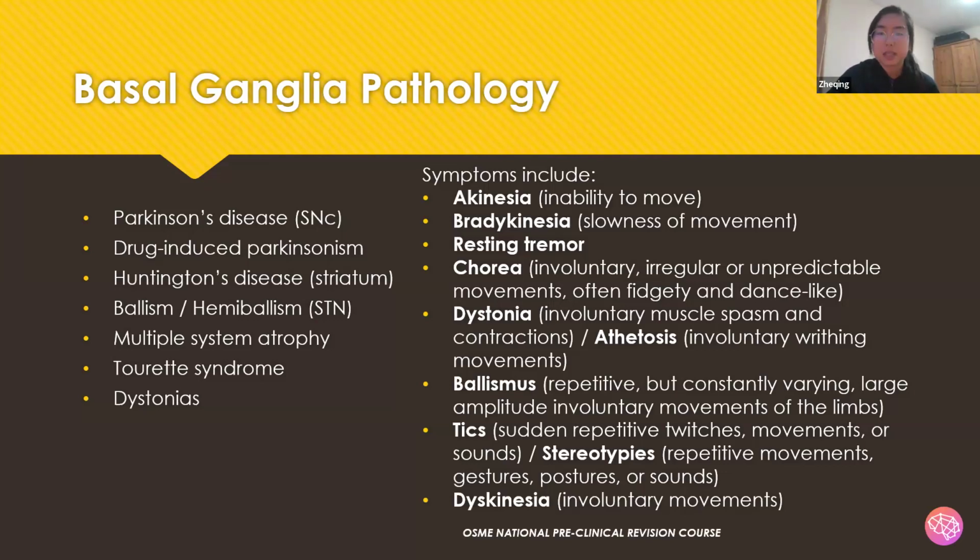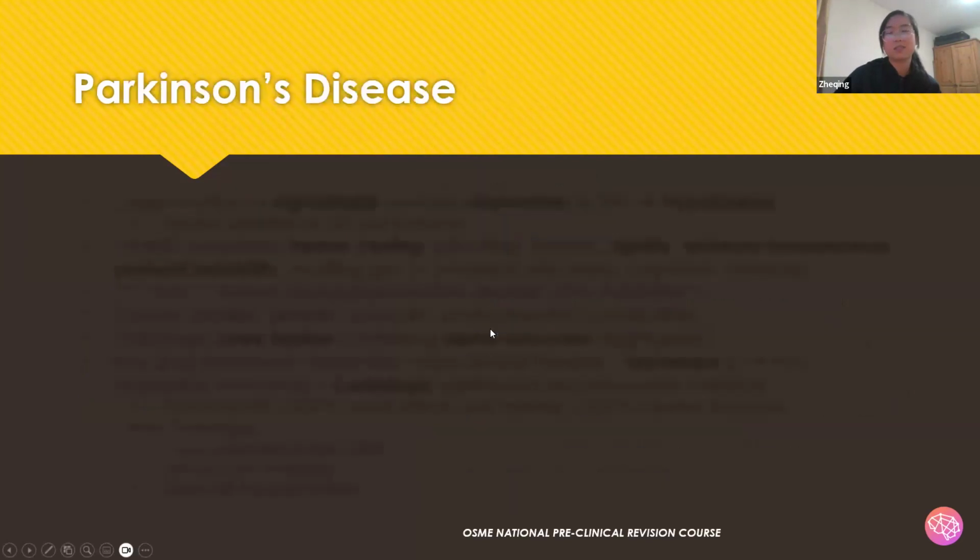Ballismus is repetitive but constantly varying, large amplitude involuntary movements of the limbs. So it's more focused on the limbs, and repetitive is the difference between ballismus and chorea. Whereas chorea is random and unpredictable, ballismus is repetitive. That's the main difference. Right, so now we'll move on to talk about the different disorders in a bit more detail.